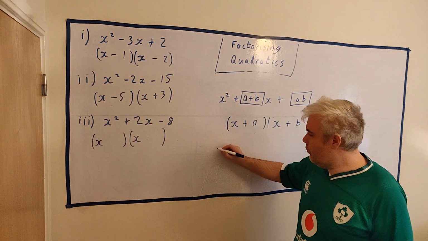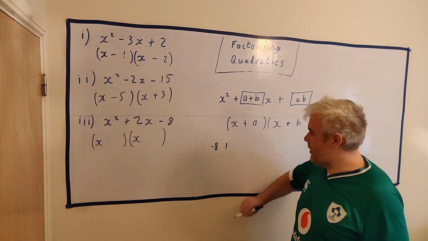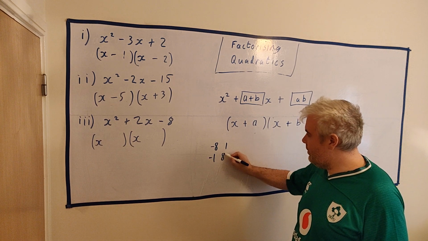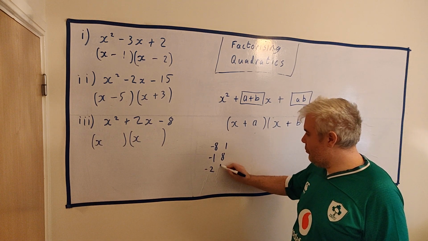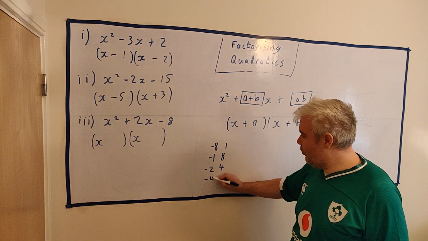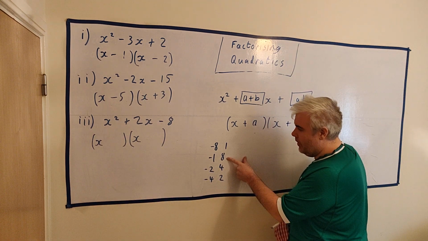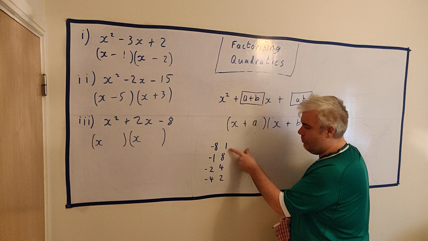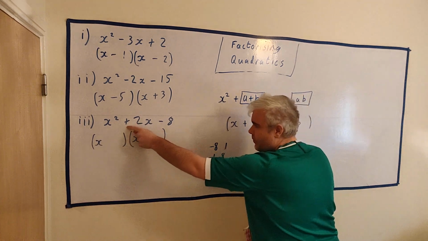Write some of them out if you're not quite ready yet. 8 and 1. I'm sorry, minus 8 and 1. Minus 1 and 8. How about 2, minus 2 and 4? How about minus 4 and 2? Let's see. 7, no. Sorry, minus 7, no. Plus 7, no. Plus 2, yes, there we go.